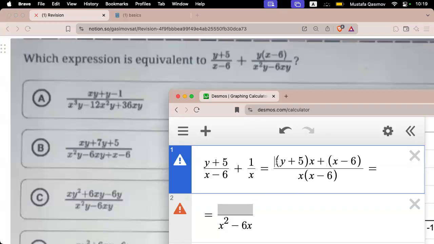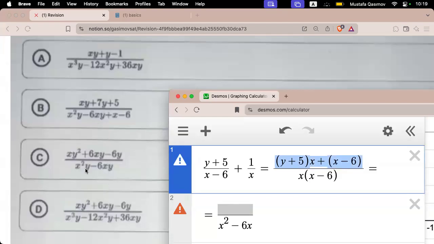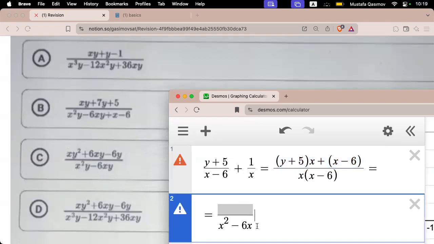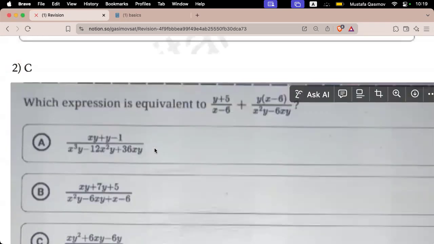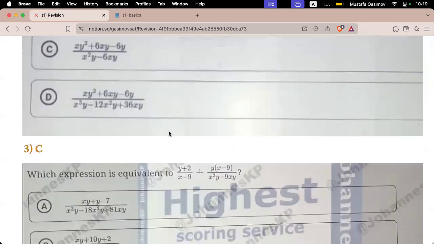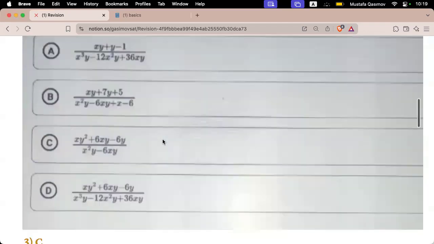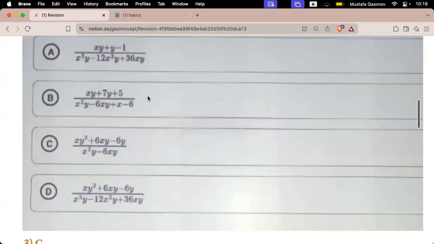Okay, then you have to open also that one and you have to add them. But when you look at the answers, you can see only C includes two, let's say, parts here. So it means that we have to multiply our answer by y and we will get C. The answer is C here. It asked it also twice. It's also the same as that one.